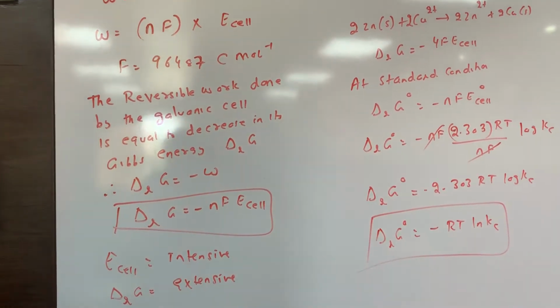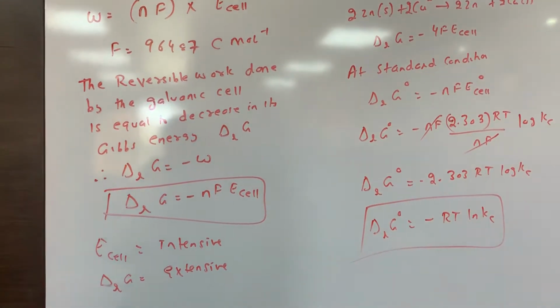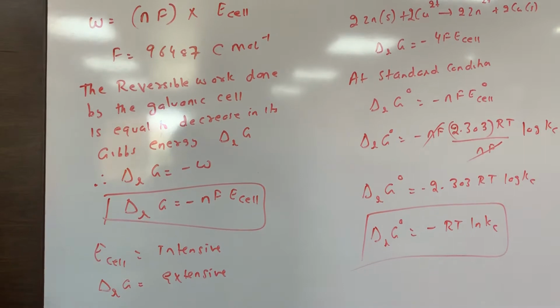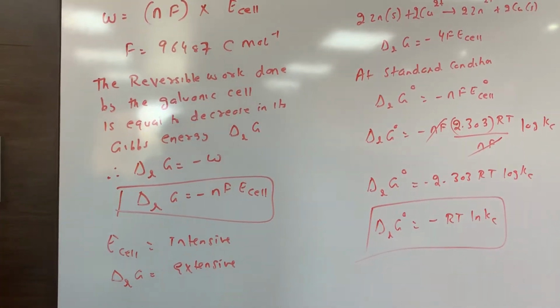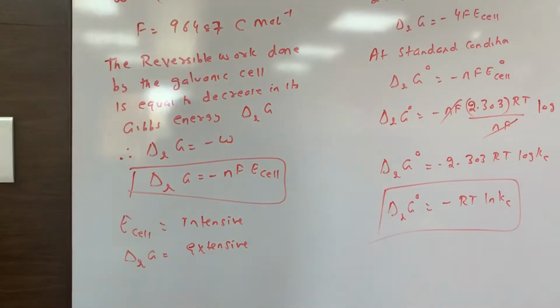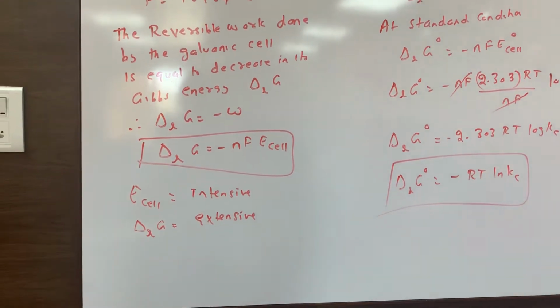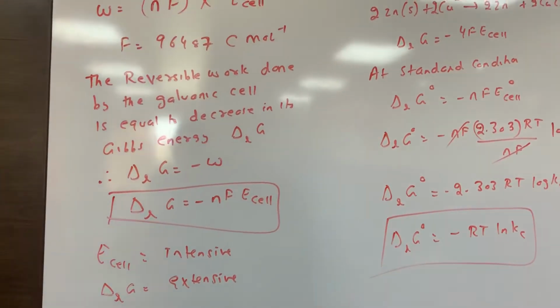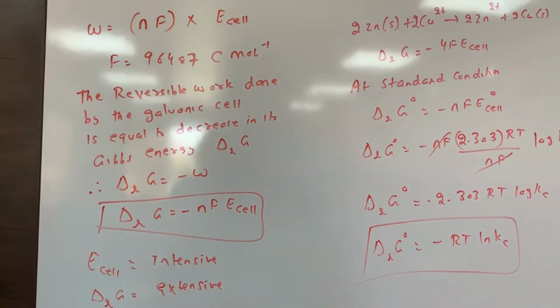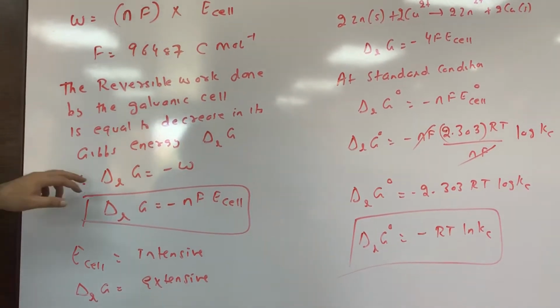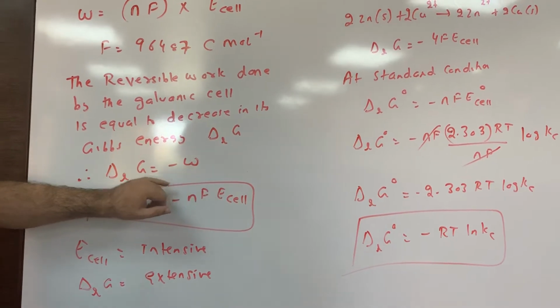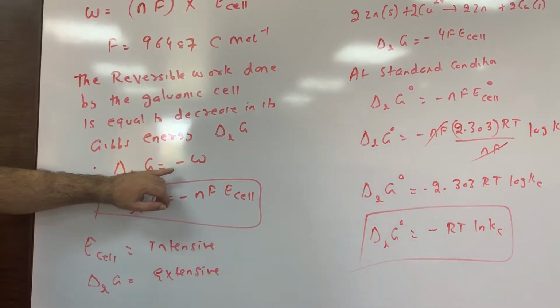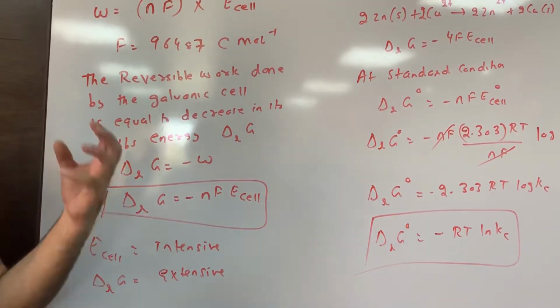Now this work done, from the work energy theorem, is equal to the decrease in energy. This decrease in energy is known as Gibbs energy. So the reversible work done by the galvanic cell is equal to the decrease in its Gibbs energy. Whatever the reaction is, the energy decrease will be known as Gibbs energy. We have done this in the chapter of thermodynamics. So the energy will be equal to, from the work energy theorem, W. But here why minus sign? Because the energy is decreasing.